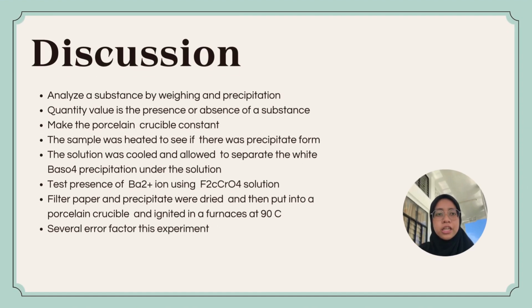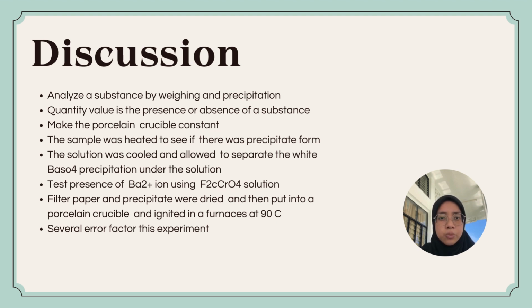Next part is for discussion. In accordance with the theory that gravimetric determination of sulfate can be carried out by weighing and precipitation, which means in accordance with the general understanding of gravimetry, a way to analyze a substance by weighing and precipitation. From the experiments conducted on the gravimetric determination of sulfate, it's hoped that it can produce meaningful results because in this experiment, what is needed is not a qualitative value but a quantitative value, where the qualitative value is the presence or absence of a substance and the quantitative value is the resulting weight.